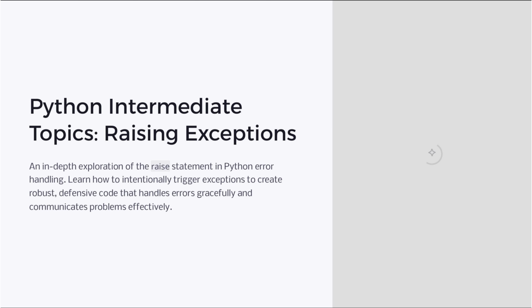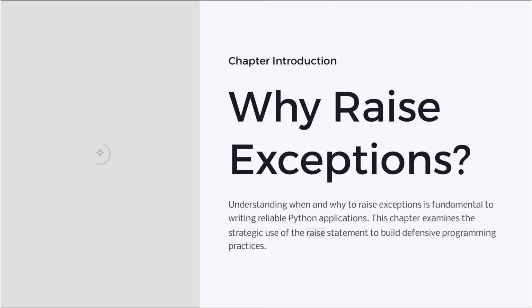The raise statement in Python allows developers to intentionally trigger exceptions, enhancing error handling. By raising exceptions, you can create defensive code that anticipates potential issues, ensuring your application remains robust. This practice not only helps in managing errors gracefully, but also in effectively communicating problems within your codebase. Raising exceptions is crucial for developing reliable Python applications.